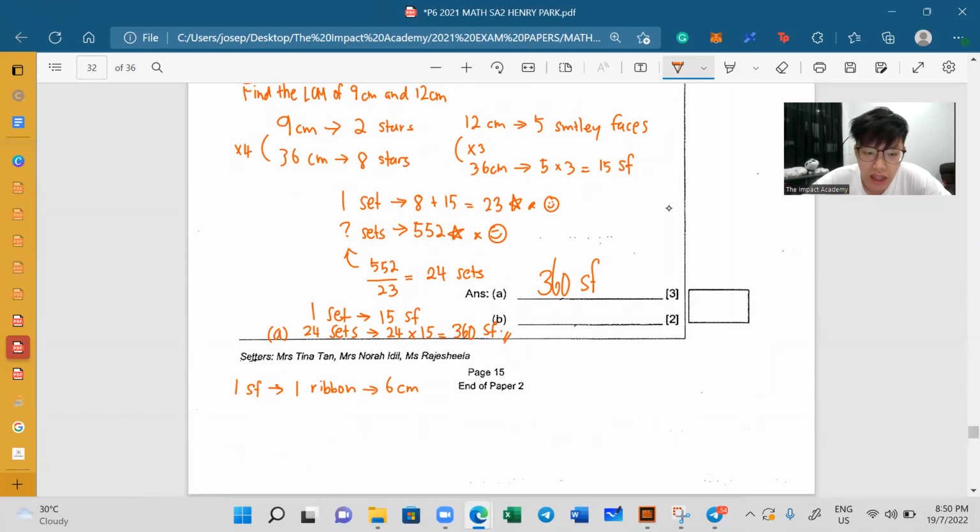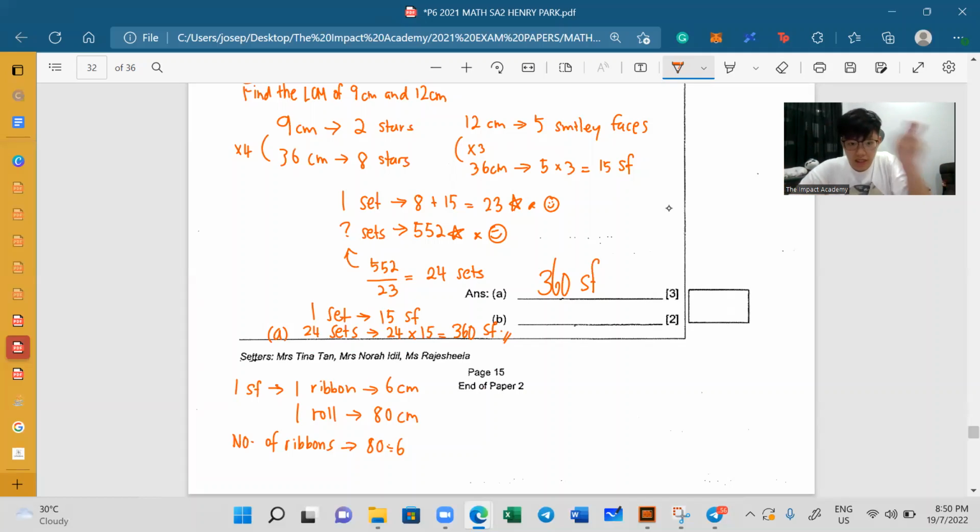So what they're trying to say is that in one row, you will have 80 cm. So you have to find the number of ribbons in that one row. In order for us to do that, we will just do 80 divided by 6, right? Because if one row is 80 cm and each ribbon is 6, 6, 6, 6, 6, I can see how many ribbons I can find in that one row. So we do 80 divided by 6, and what do I get? I will get around 13 point something, right?